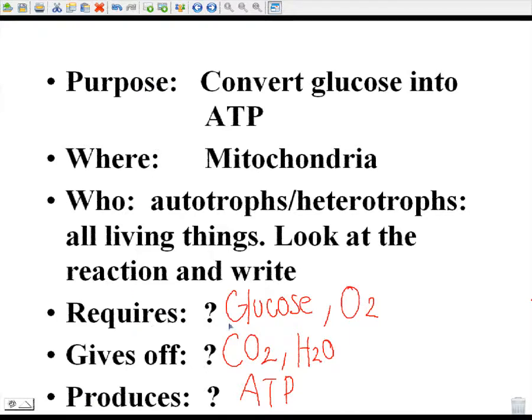Same thing. We say it requires glucose, oxygen. It gives off carbon dioxide and water. It produces. Now, technically, gives off and produces are all products. But we're discriminating the way a chemist would do it versus a biologist, because we want to identify the things that are going to be generated and used somewhere else.